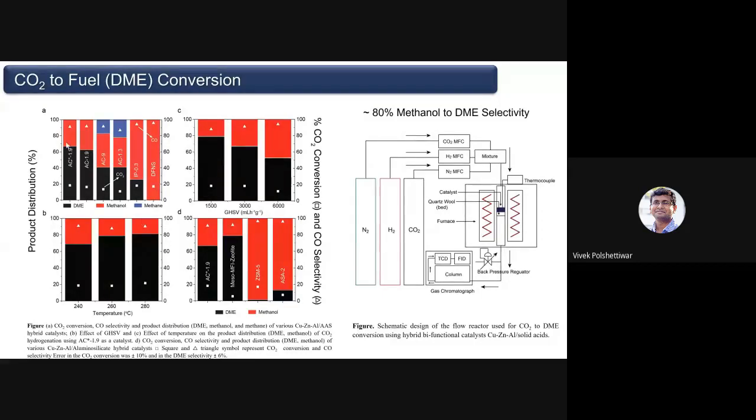And this is the example where we showed that CO2 can be converted into dimethyl ether in one step using a copper, zinc, aluminum catalyst, obviously. And because of the strong acidity and porosity, it shows excellent selectivity towards DME.